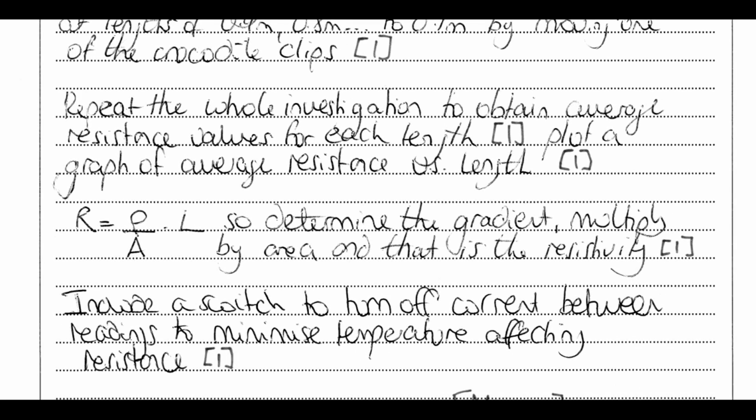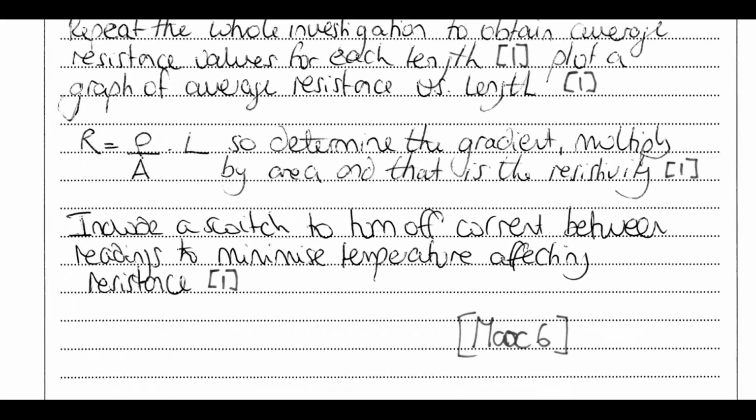So the equation that governs this experiment is this one here. So we changed the length, so that's your x or your independent variable. We measured resistance, so that's like your y or your dependent variable. So that means the gradient is resistivity divided by the cross-sectional area. So that's why we measured that earlier. So to get resistivity, you multiply the gradient by the area, and hey presto, you've got resistivity.